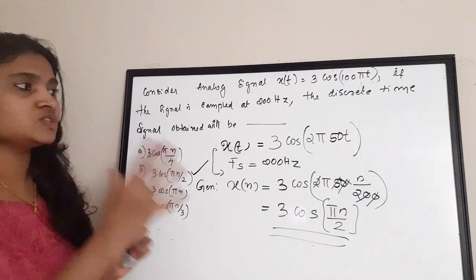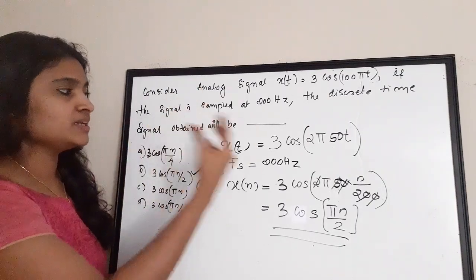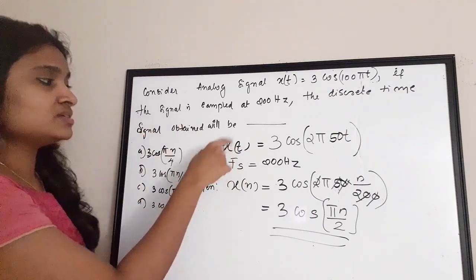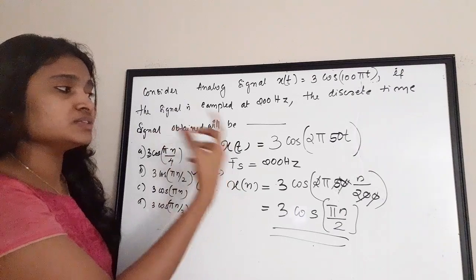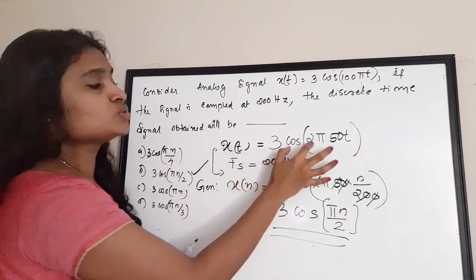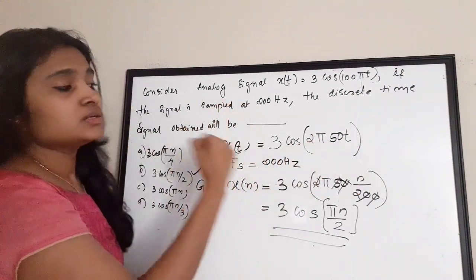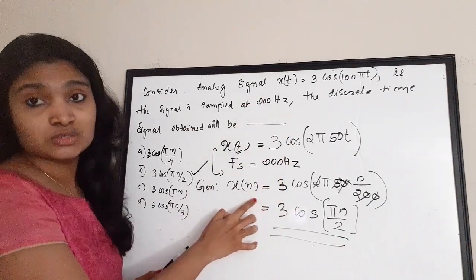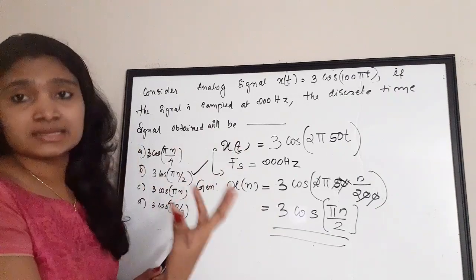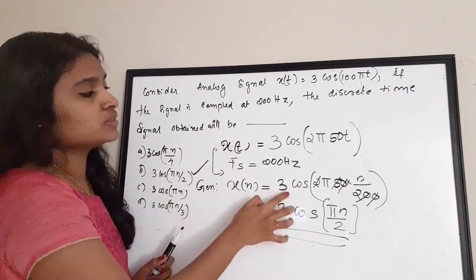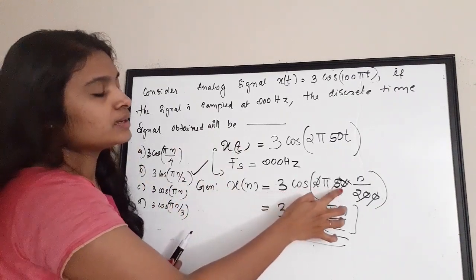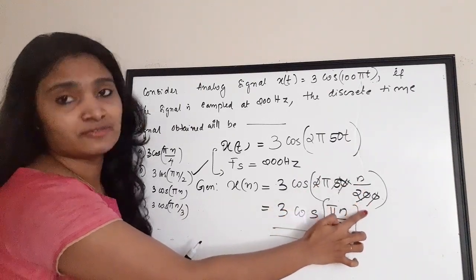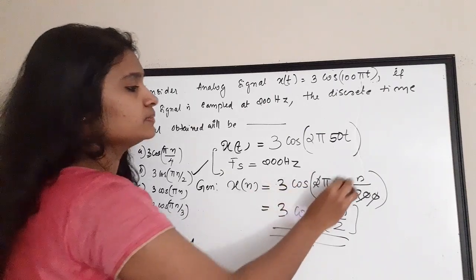I hope this concept of sampling is clear. I'll explain it once again. x of t, the general representation of a continuous time signal if it is sinusoidal, is A cos 2 pi f t. In order to convert that to the discrete domain, you get x of n while discretizing or sampling. x of n is equal to 3 cos 2 pi f into n by the sampling frequency fs. I'll write it once again.